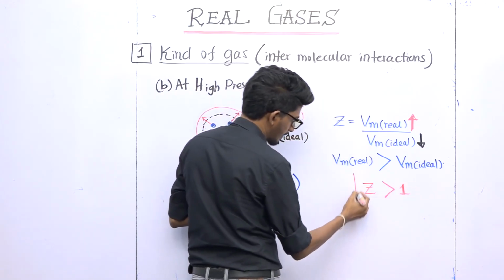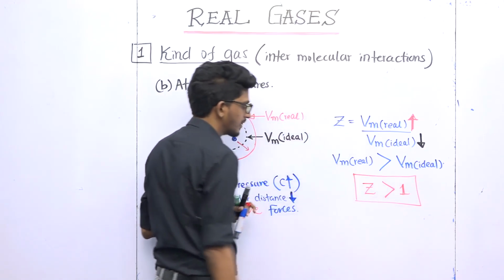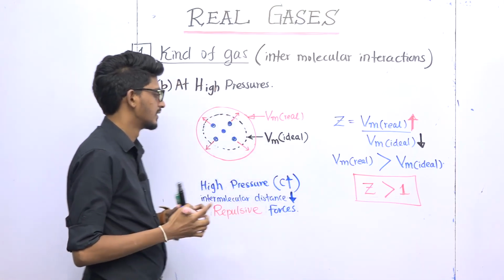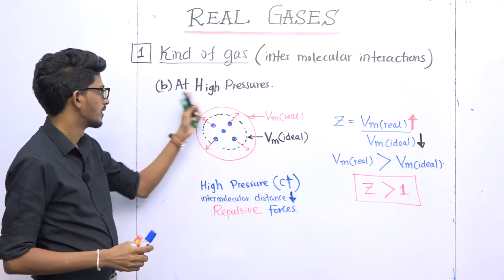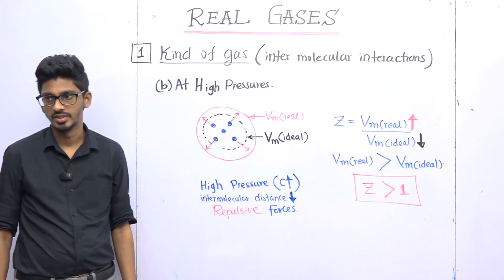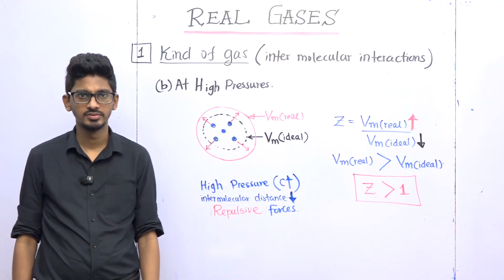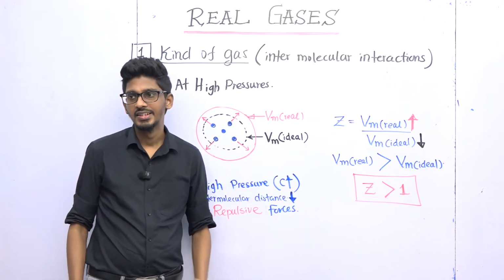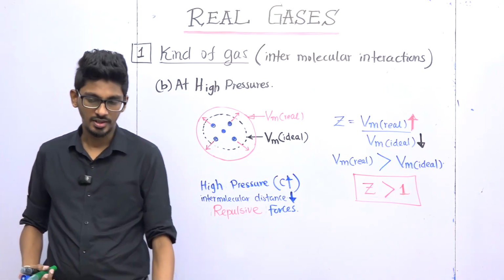Right? When the repulsive forces are happening, the Z value would be greater than 1. Such forces appear when your pressure is high. The thing is clear? No? Right. Let's write this stuff.